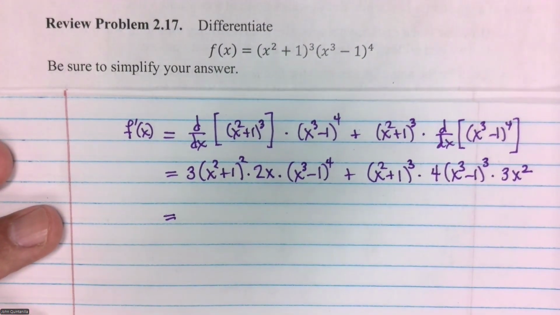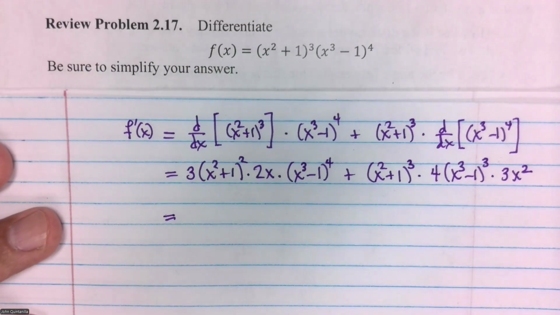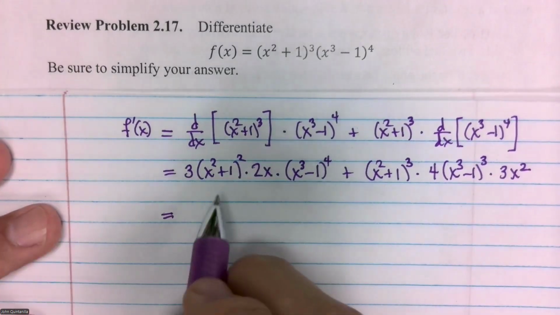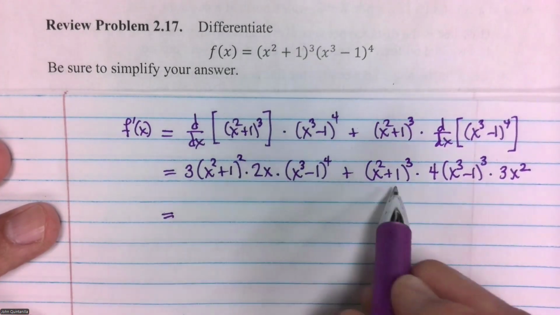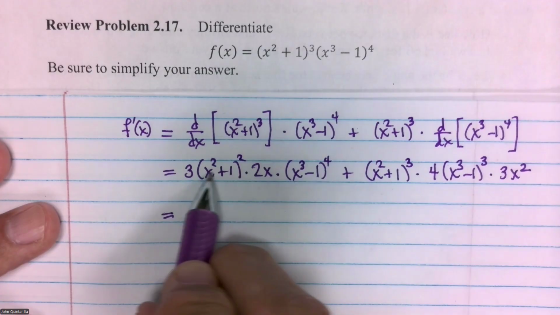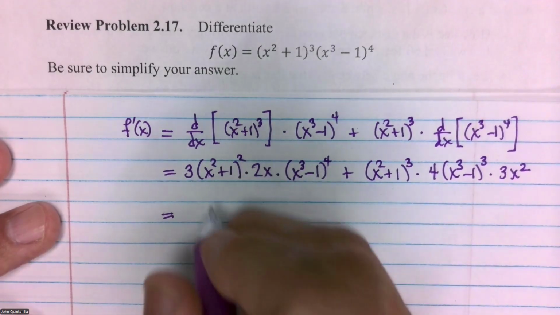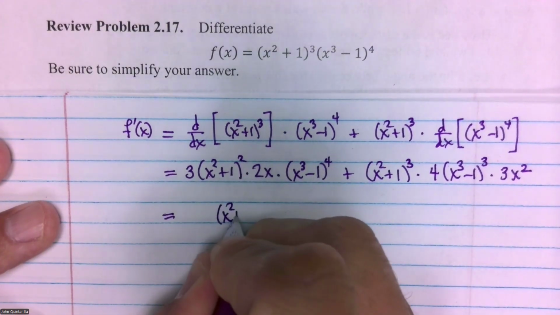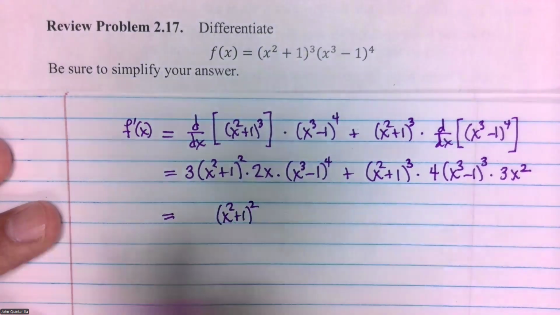Okay, now to simplify this. What we certainly do not do is multiply out. Let's see, what can I do? There's an x squared plus 1 squared here. There's an x squared plus 1 to the third here. The lower power is squared, so I can factor out an x squared plus 1 squared.